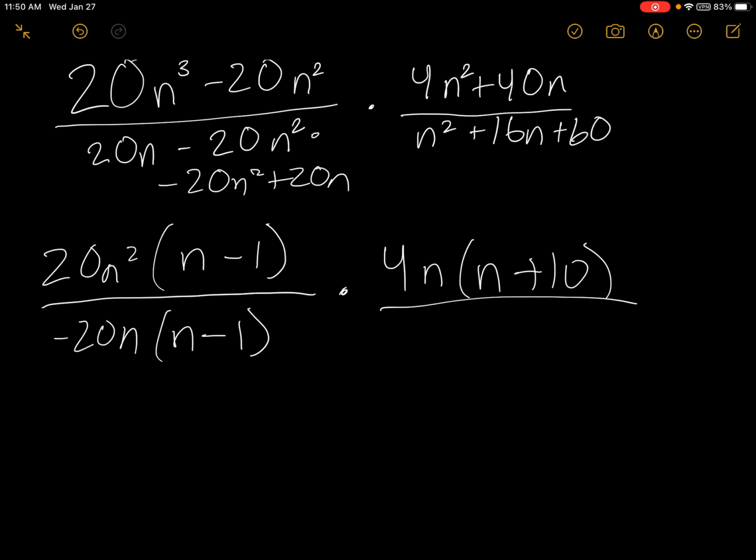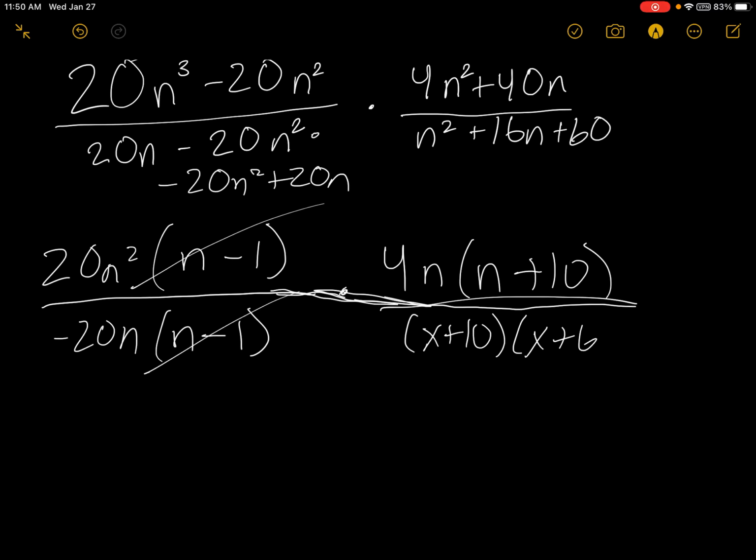Two numbers that add up to 16 and multiply to 60 are positive 10 and positive 6. So this is x plus 10 times x plus 6. So, to save some time and space, I'm just going to extend my division symbol to signify that these are all on the same division symbol, and I'm going to simplify. So I can cross out what repeats, right? I can cross out the n minus 1. I can cross out n x plus 10.